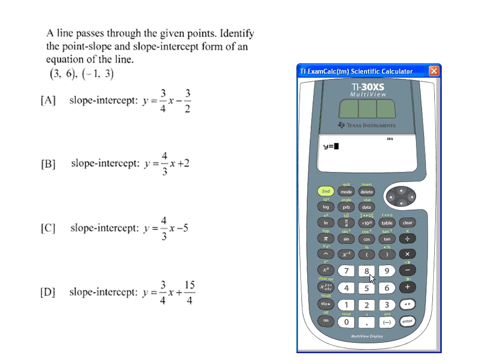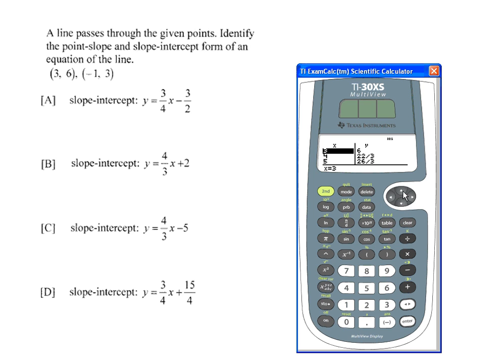And I'll tell you what, I'm just going to clear it out. It's probably the best thing to do. 4 over 3 x, and then plus 2. Hit enter. Start at 3. Okay, at 3 it's 6, which is what we wanted.